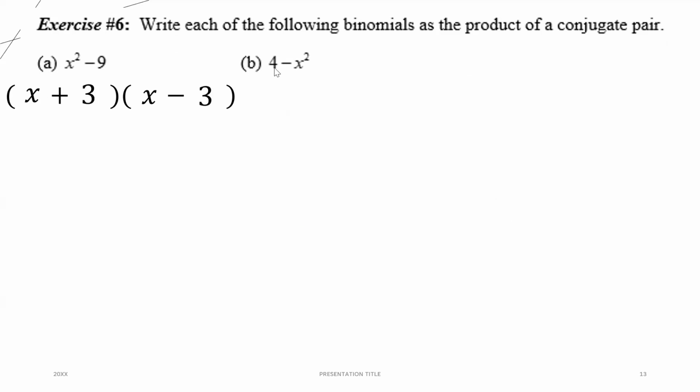Don't switch the order. In this case, 4 minus x squared, that is a difference of perfect squares, a plus minus. Square root of 4 is 2. Square root of x squared is x.